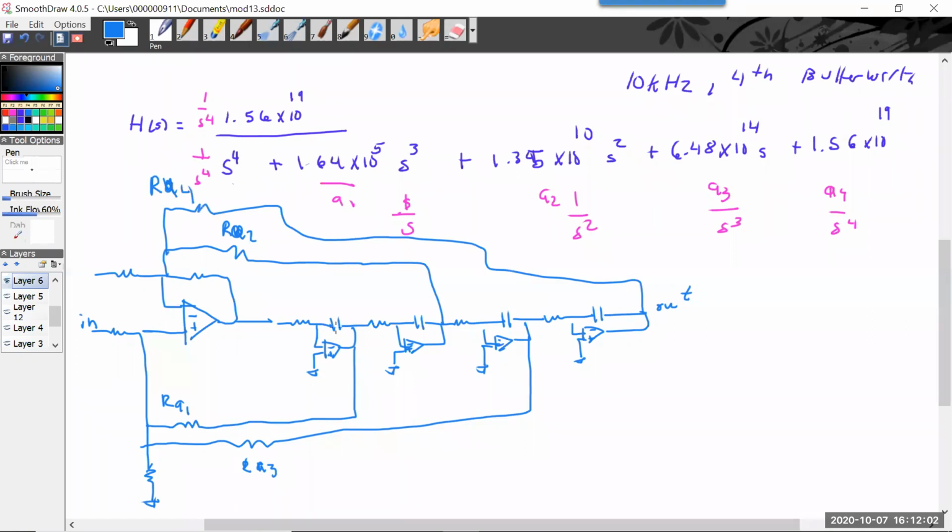Now, assuming that this is going to be A1 coming out of here, I'm going to choose these resistances so that that's A2. I'm going to choose these resistors and capacitors so that's A3, and choose that so that it's A4. I can just make everything 100K.